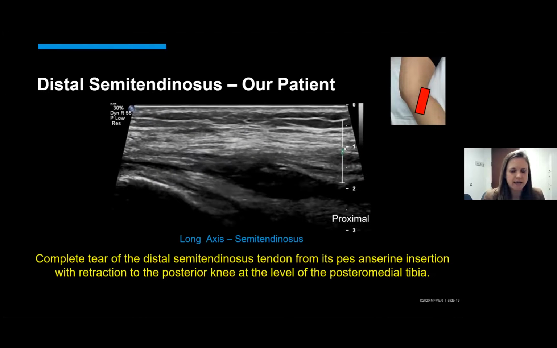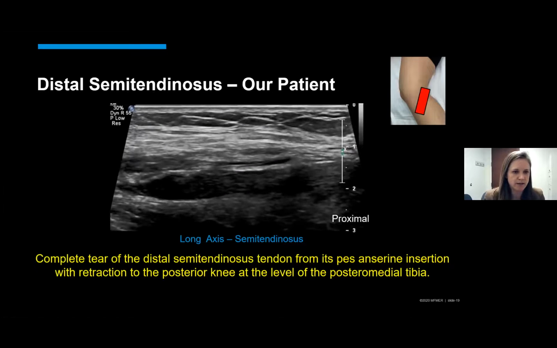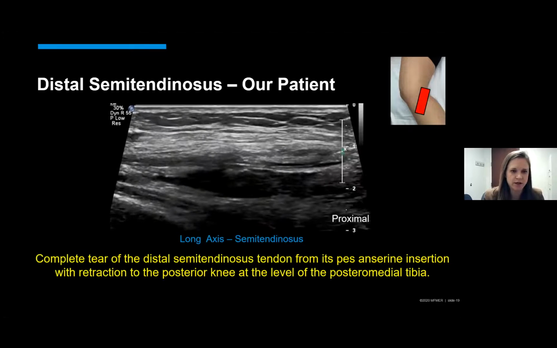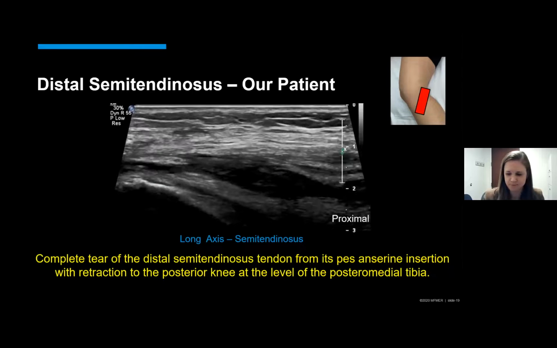I'll go through the diagnostic report at the end of the presentation, but I wanted to include here a description of the findings: complete tear of the distal semitendinosus tendon from its pes anserinus insertion with retraction to the posterior knee at the level of the posterior medial tibia.